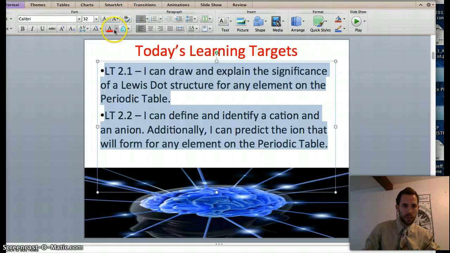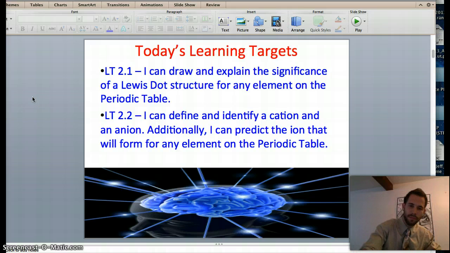First, let me make sure that these are the proper colors. Beautiful. Let's move from there.